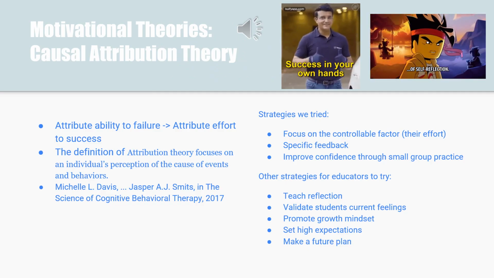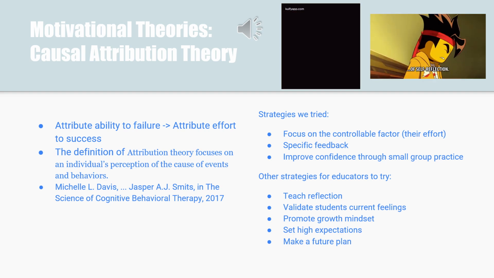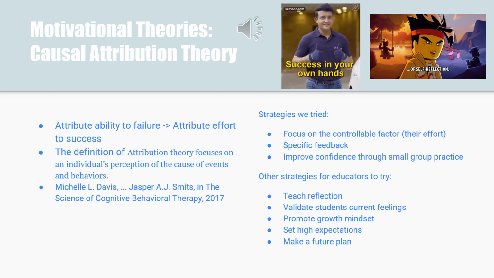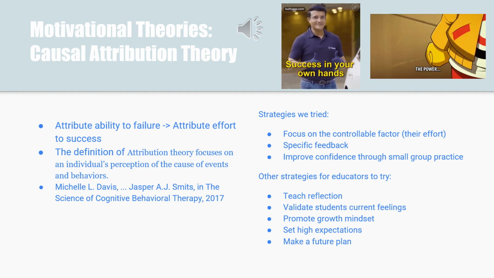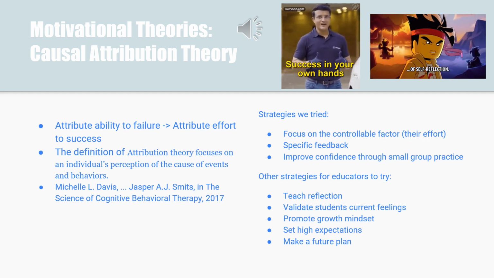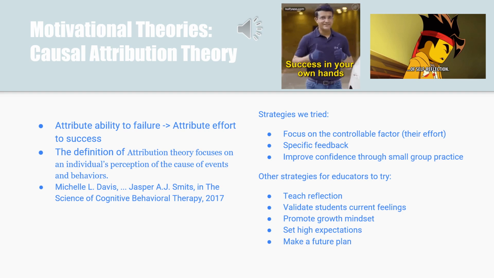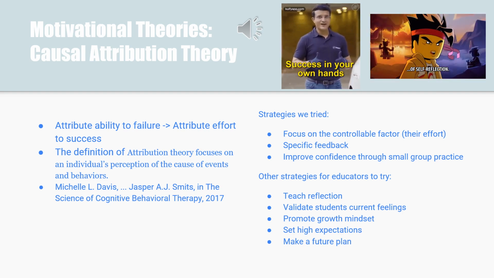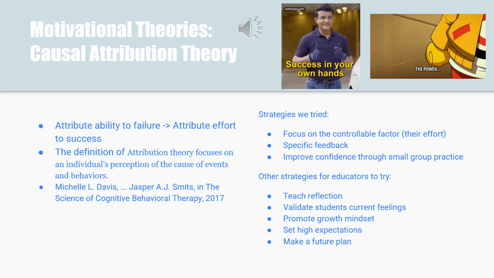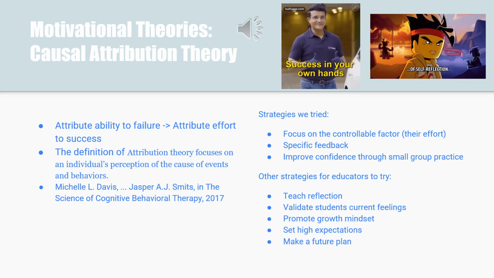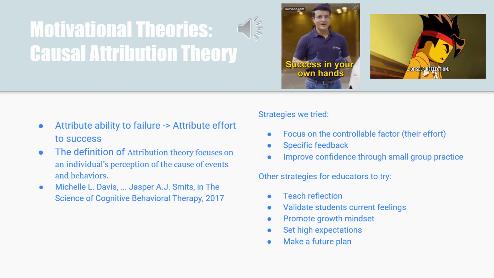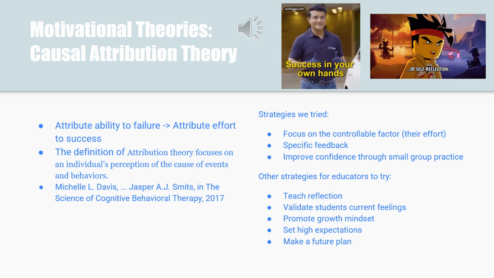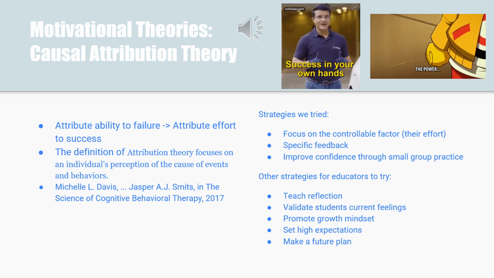Causal attribution theory is what individuals perceive the cause of their success or failure to be. For example, a student might attribute their failure in math to lack of ability to complete the task successfully, according to Davis and the science of cognitive behavioral therapy. Some examples of what students might attribute, but the way you want them to attribute is different.